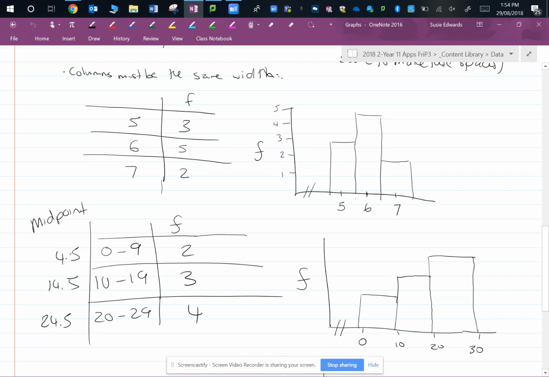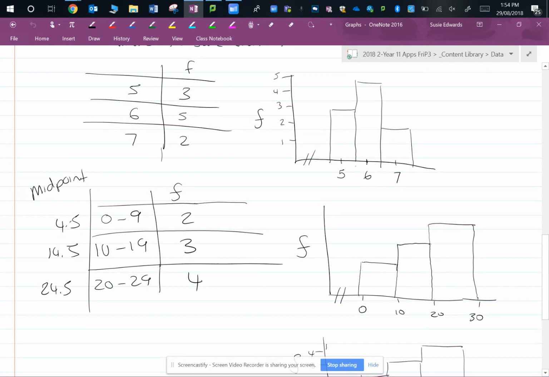Now, the other problem is a lot of the time you end up with grouped data instead. Okay, so we have grouped data like 0 to 9, 10 to 19. Now, my question for you is, where does 9.4 go? 0 to 9. And where does 9.7 go? In 10 to 19. So this table is actually going from 0 to 9.5. Really, that's where the cutoff is.